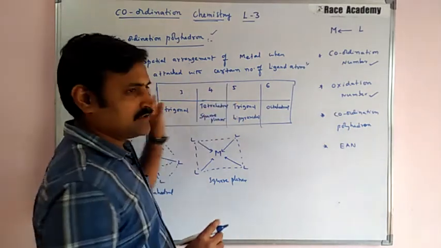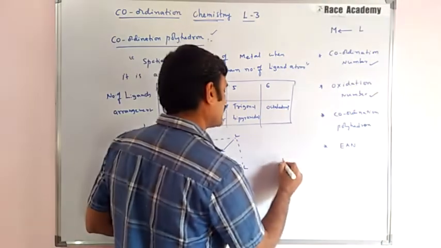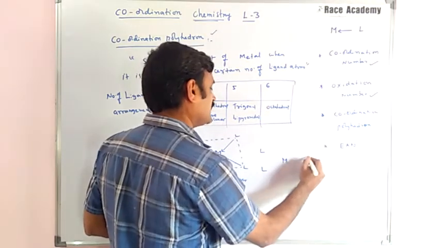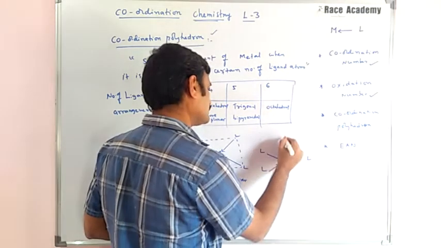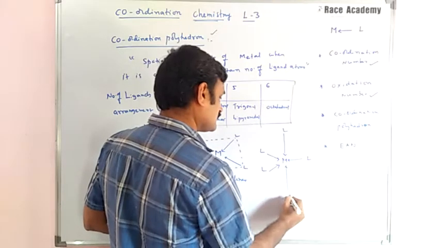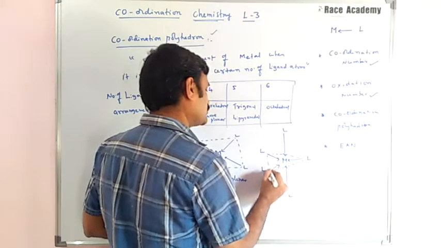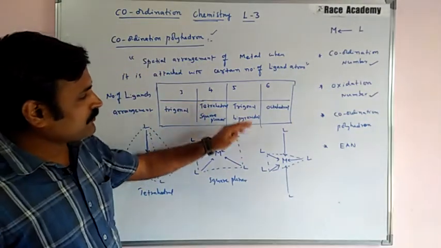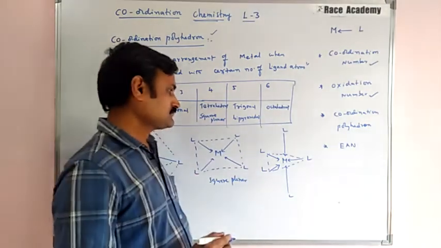Suppose there are 5 ligands present. How will the geometry be? The central metal is there, and around that the 5 ligands are arranged in this manner. So this is the geometry of the complex when we have 5 ligands present: trigonal bipyramidal.